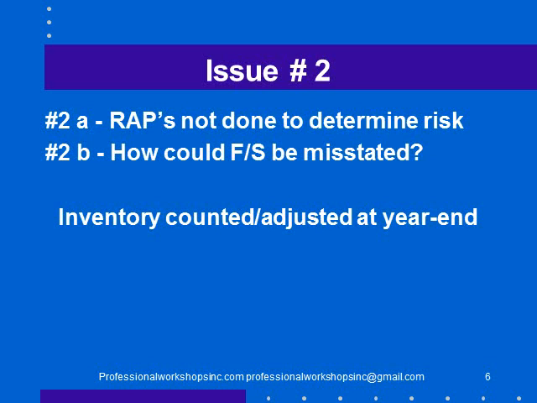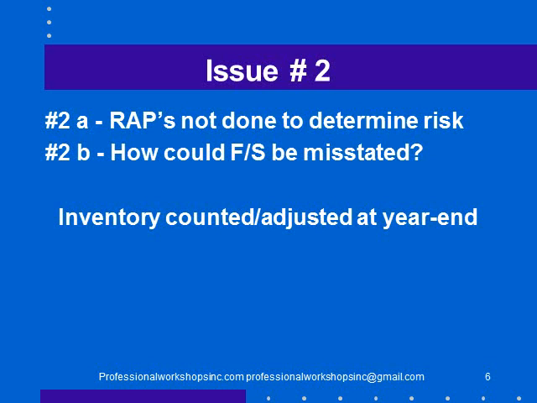Second thing that was wrong was I hadn't done any risk assessment procedures. I hadn't bothered to find out whether or not, in fact, this could be wrong. So I hadn't done anything, hadn't looked at the client's records, hadn't considered anything, talked to anyone, had done nothing to determine whether or not this was a risk.